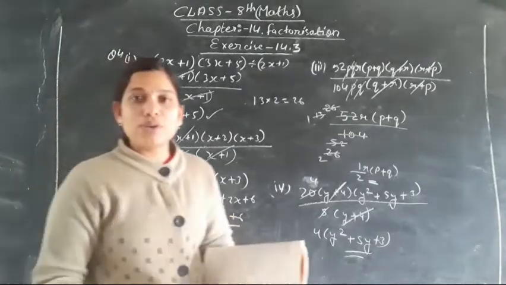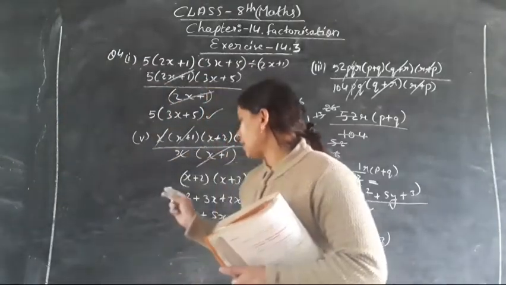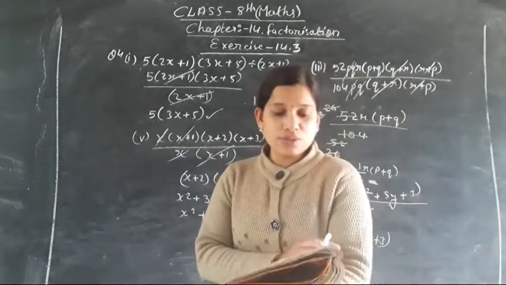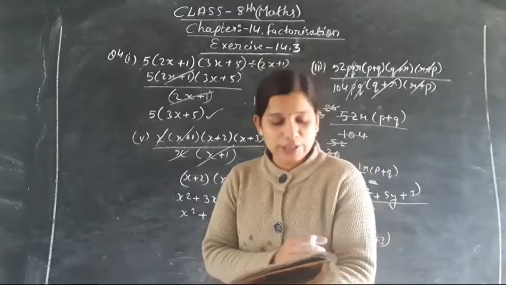If suppose we are going to multiply the numbers inside, otherwise this will be the answer. Clear? So in this way exercise 14.3 question number 4 is completed.